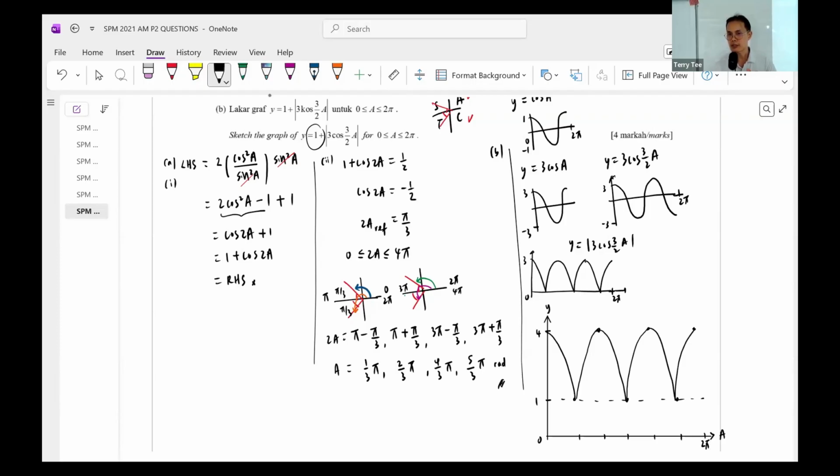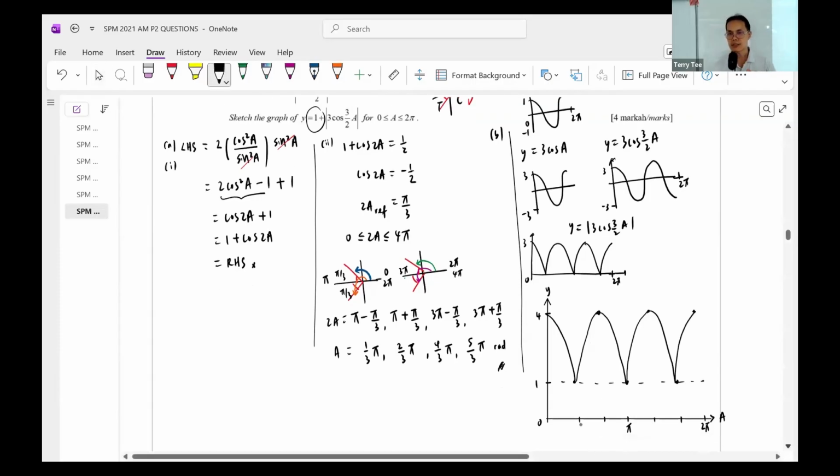You can subdivide it into, like the first one, I take 2 pi divided by 6. When you divide by 6, you get pi over 3. So this is 2 pi over 3, 3 pi over 3, 4 pi over 3, 5 pi over 3, 6 pi over 3 is 2 pi. That's it. My graph is done. This is the graph of 1 plus modulus 3 cos 3 over 2 A. That's it.